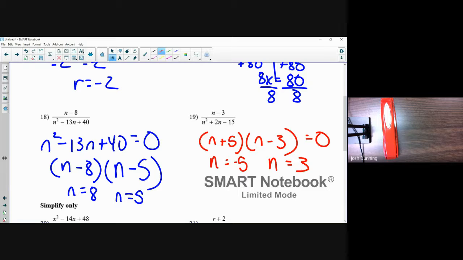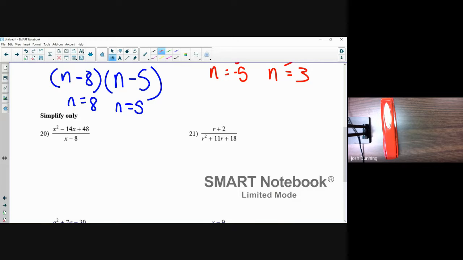Now just be careful. Some people on that quiz reversed everything. On the top, where it says undefined value, they did that on the bottom. And what you're supposed to do, what we're going to do next, they did on the top. Undefined values is when you set the bottom equal to 0. This just says simplify. So we don't set the bottom equal to 0. This is like reducing the fraction down.